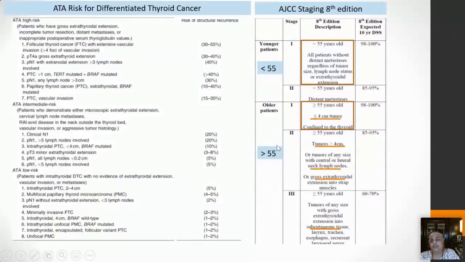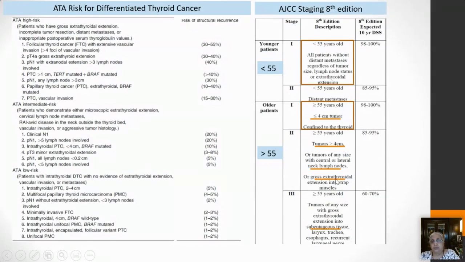Now, older patients, that's where the size of the tumor comes into play. So if you have a tumor of 4 centimeters or less and the patient is 55 years of age or older, and it's confined to the thyroid, it is stage 1. All right.